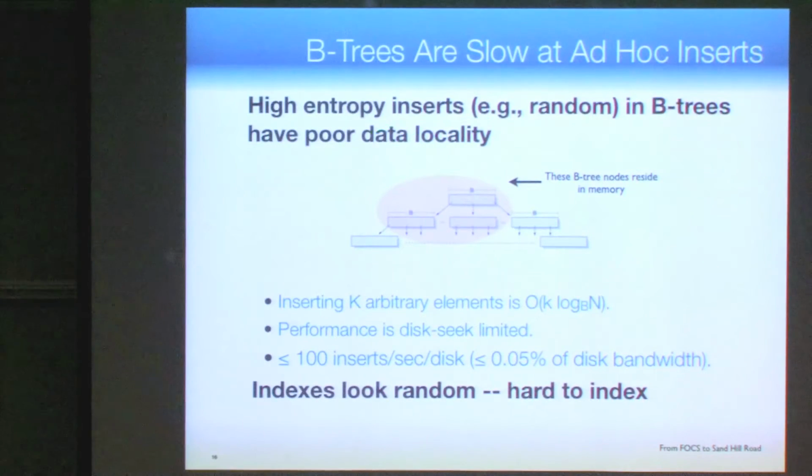If you do ad hoc, high entropy, random insertions, then you have to fetch a leaf here and fetch a leaf there and fetch a leaf there, and you can't have most of the leaves of your B tree in memory, so you're constantly fetching random leaves from disk. And so that's quite terrible, and you get less than 0.05% of your disk bandwidth, typically.